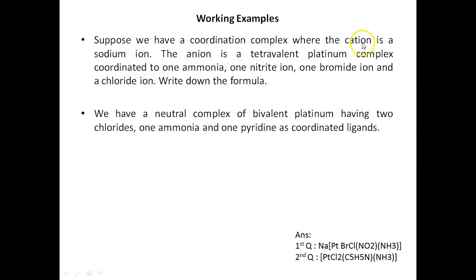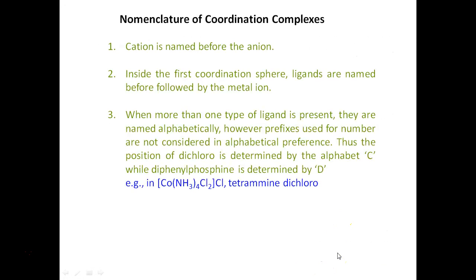Suppose we have a coordination complex where the cation is sodium and the anion is a tetravalent platinum complex coordinated to one ammonia, one nitrite, one bromide and one chloride ion. Write the formula. Here the answer is given.